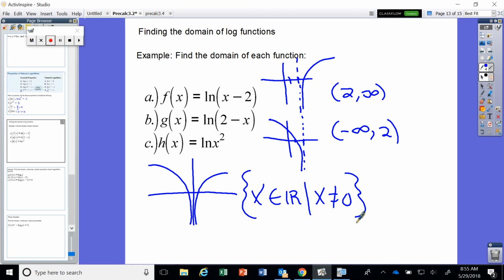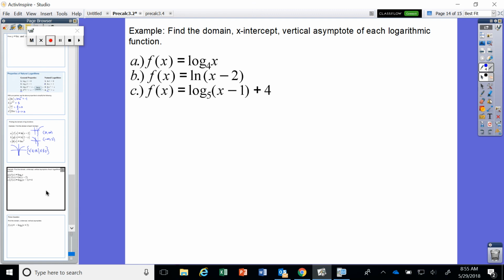All right, so what I want you guys to do now on your own is take a look into some of the specific ones that we have on here, okay? A, B, and C. Now, give these three a shot on your own. I want you to identify the domain, the x-intercepts, and the vertical asymptotes for each of these three specific ones. Give them a shot, and we're on to the next one.